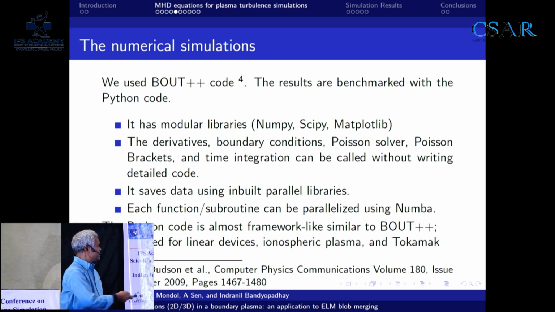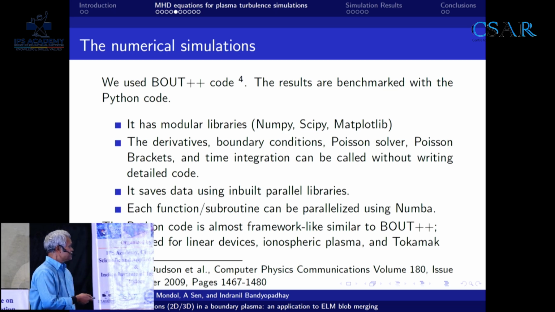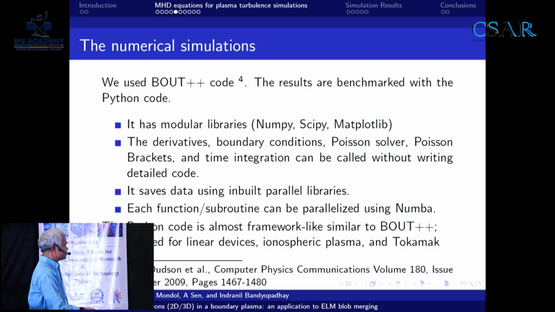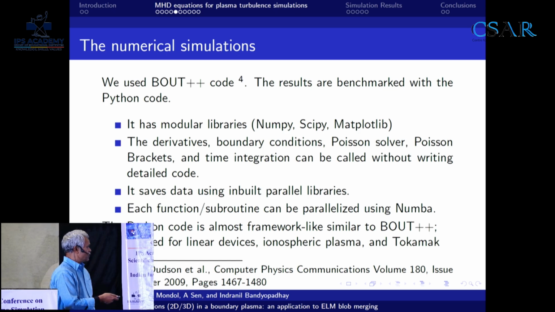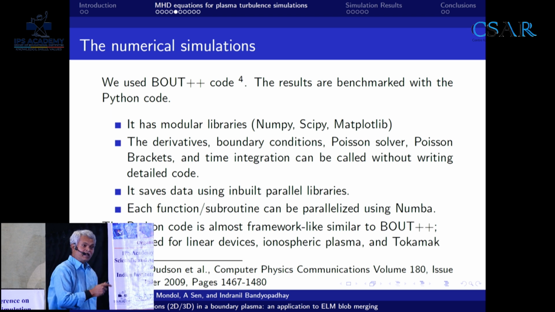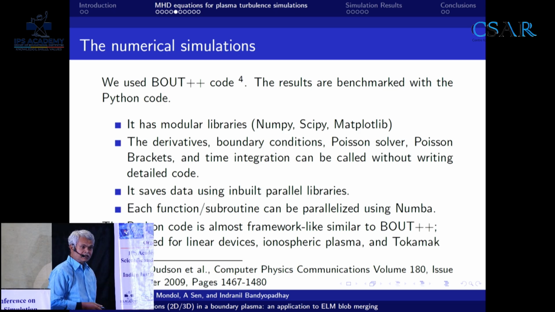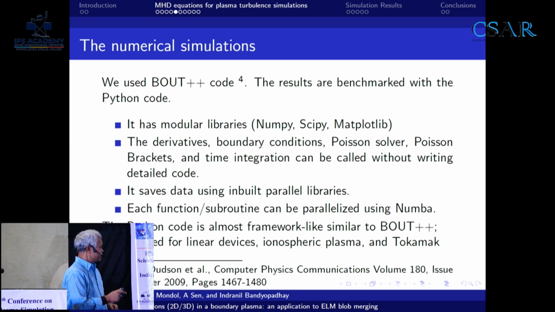Another advantage is that it saves data in inbuilt parallel libraries without any special programming for that. And each function and subroutine, as I told, parallel is done by Numba. It is very high, meaning higher-end use. Numba is another module for that. So this makes it a framework type. Framework in the sense that we do not need to write the corresponding function. It can be directly called. Similar facility is also available in BOUT++. That is why BOUT++ is highly framework type.